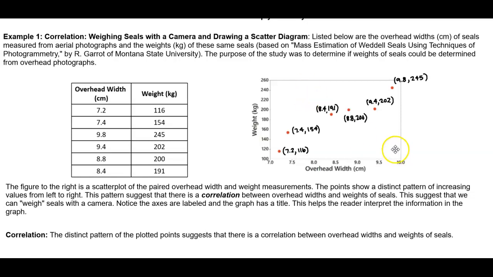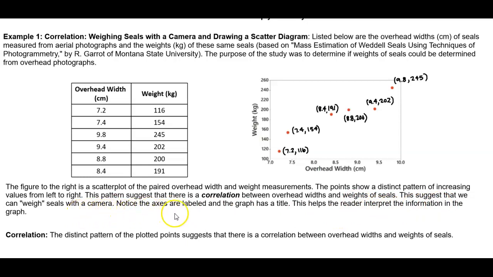Now, as you can see here, the figure to the right is a scatter plot of the paired overhead width and weight measurements, because this is paired data. The points show a distinct pattern of increasing values from left to right. This pattern suggests that there is a correlation between overhead widths and weights of seals. This suggests that we can weigh seals with the camera.